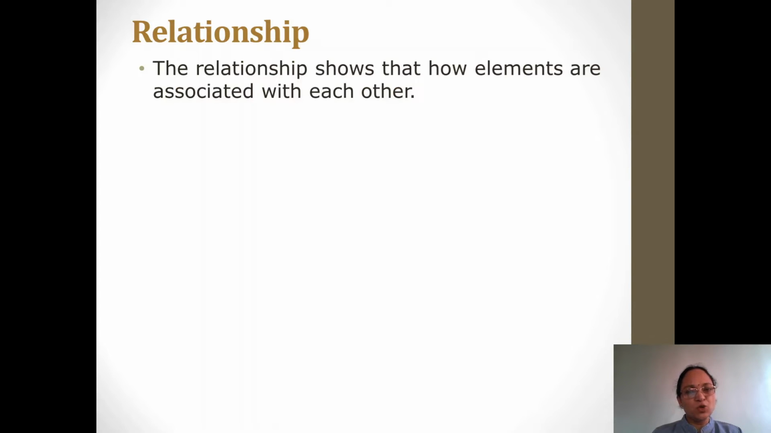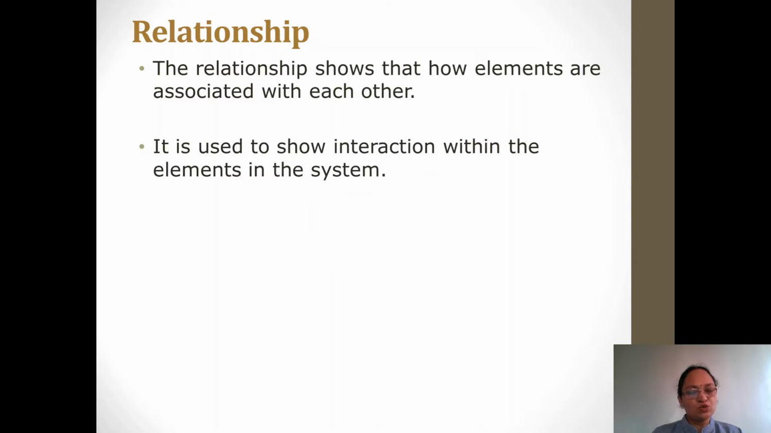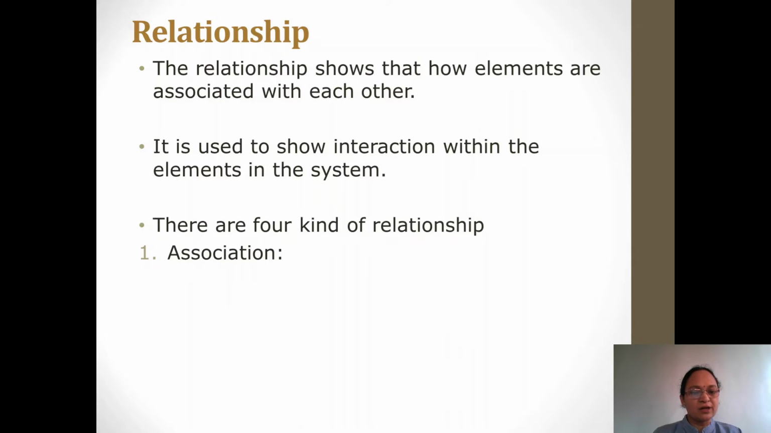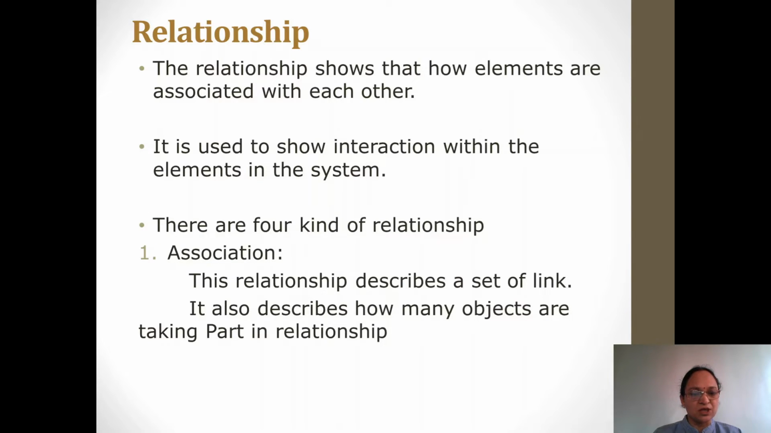Now we will see relationships. The relationship shows how elements are associated with each other. It is used to show interaction within the elements in the system. It means if one element wants to pass some information to another element, it will go through the relationship. There are four kinds of relationship: association.